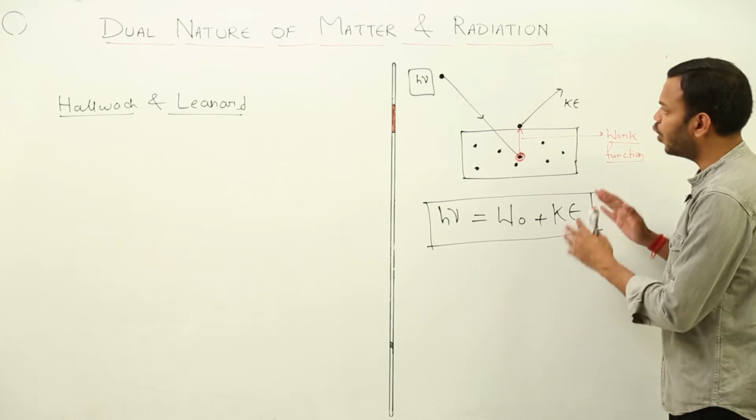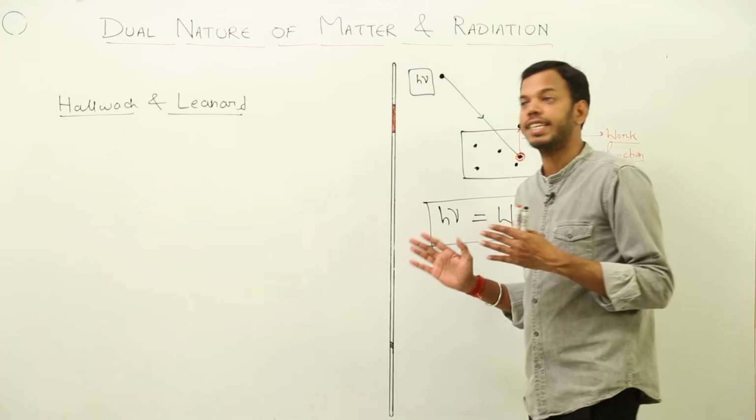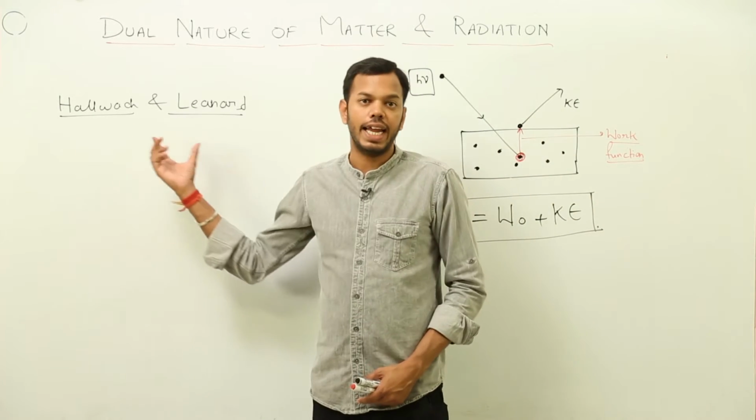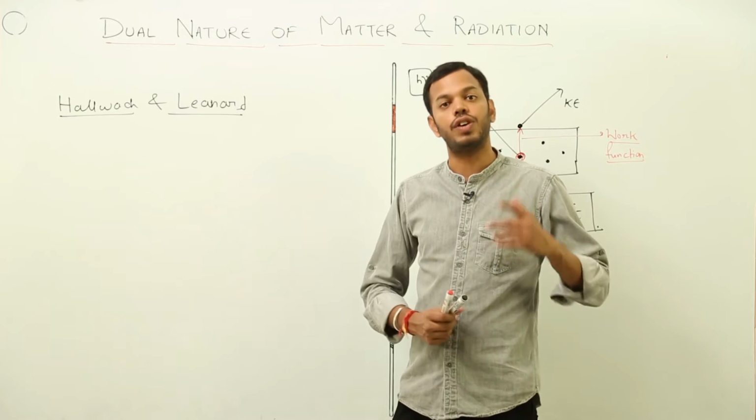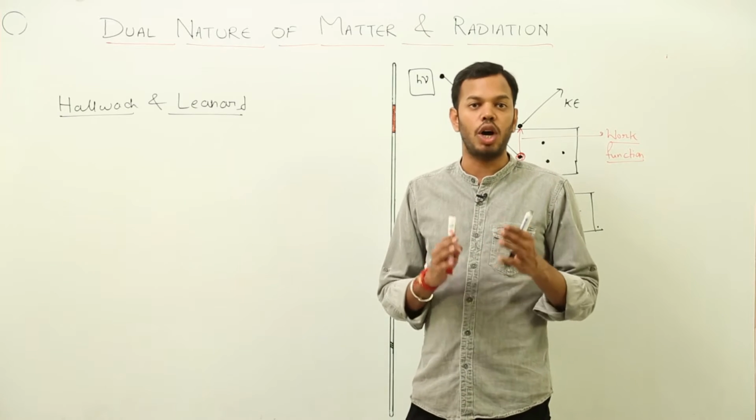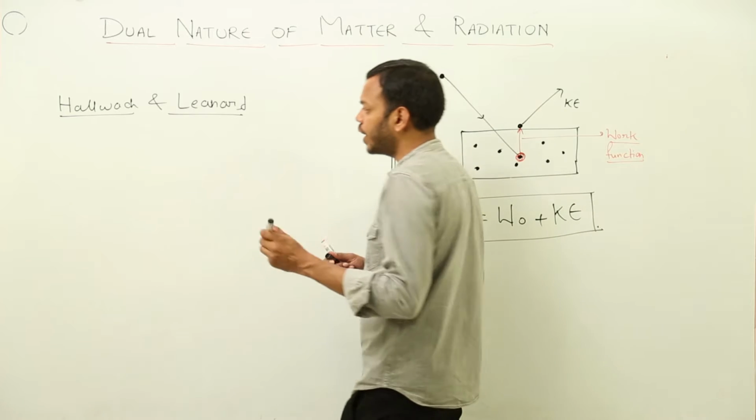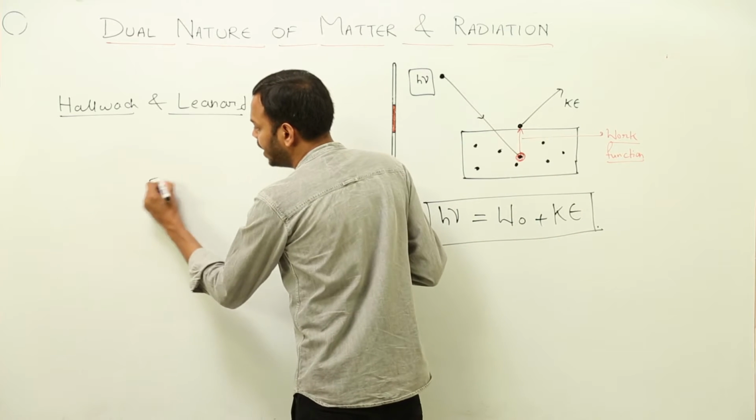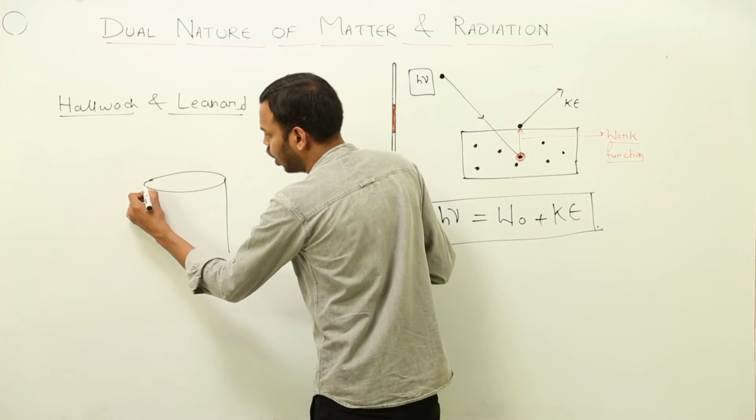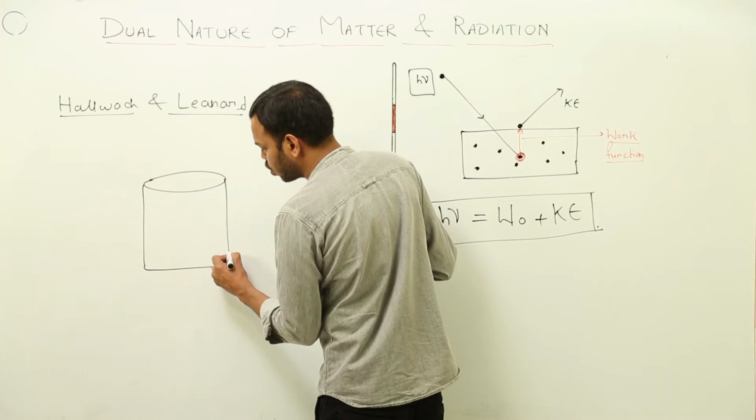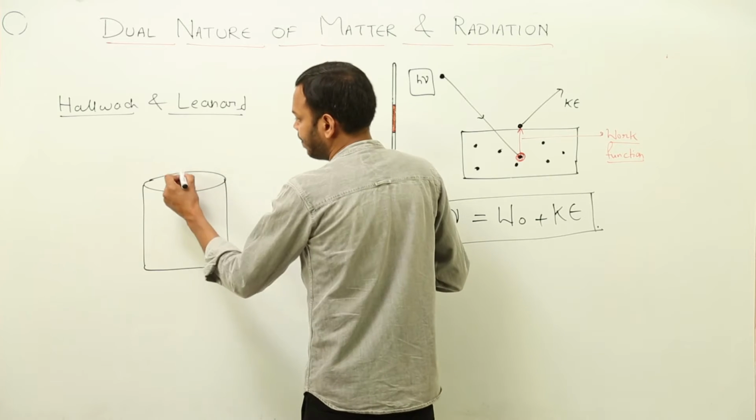So before we go into any further detail of photoelectric emission, let me tell you, Hallwachs and Lenard were the two scientists who first observed by some small experiment, I'll show you what, that photoelectric emission exists. What they did, they used a gold leaf electroscope. Now you are all aware of what a gold leaf electroscope does. If you are not, I'll explain.